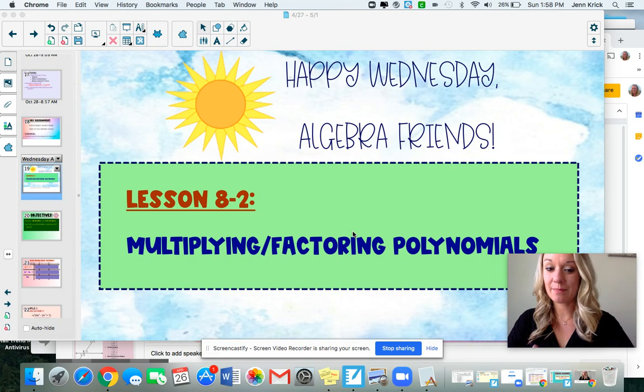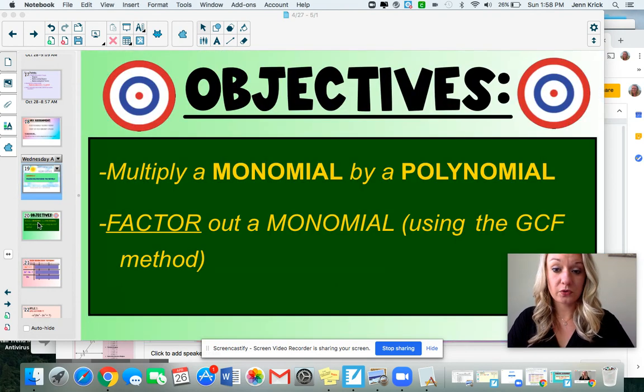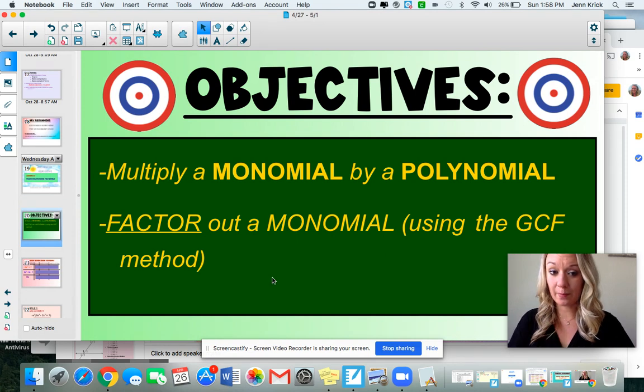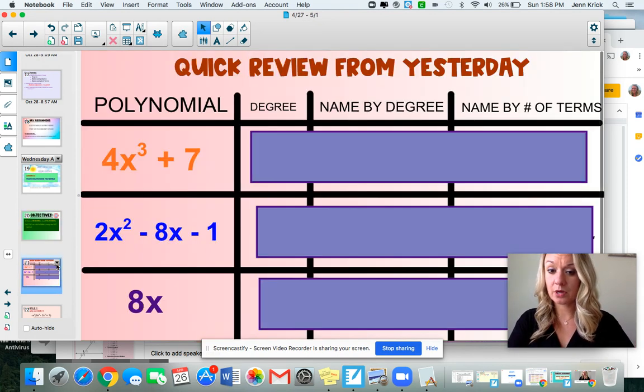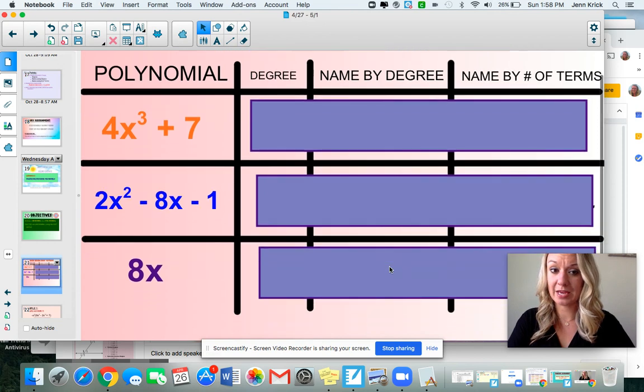So today we're looking at multiplying and factoring polynomials. Your goals for today are not only to multiply a monomial by a polynomial, but also to talk about factoring and the greatest common factor itself. Let's quickly review, just to make sure that we're all on the same page.